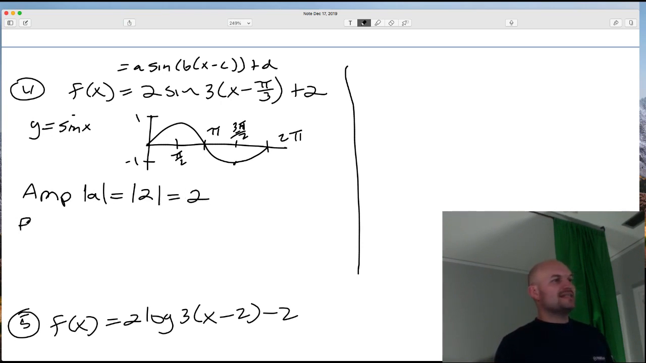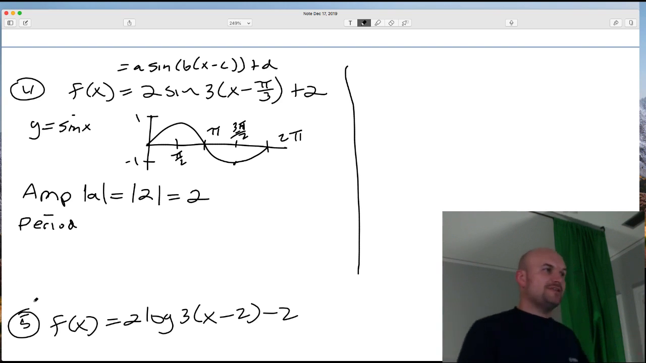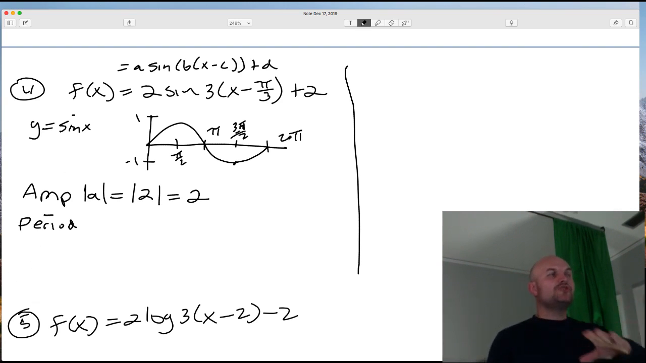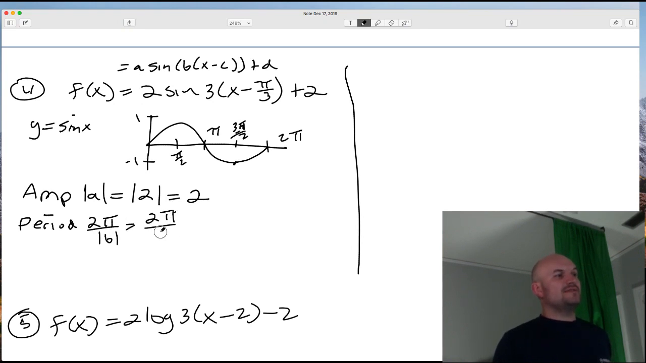The next one is identifying the period. The period is how long it takes the graph to repeat itself. With no transformations, the graph takes 2 pi to repeat itself. But when you have a b, you take 2 pi and divide it by the absolute value of b, which in this case is 3. So I have 2 pi divided by 3, and that's my period.